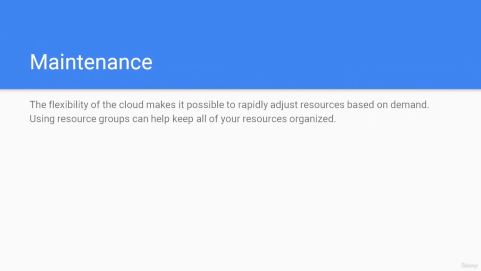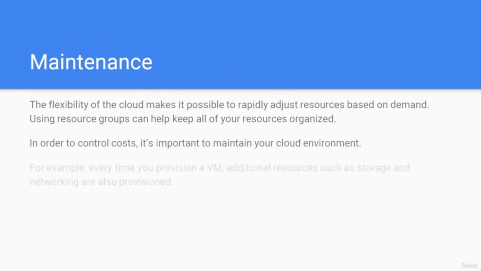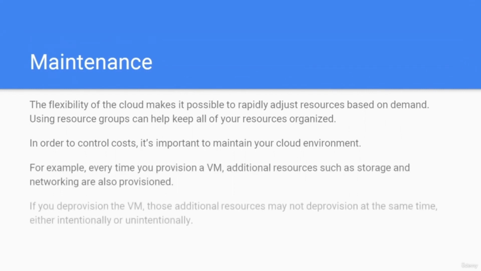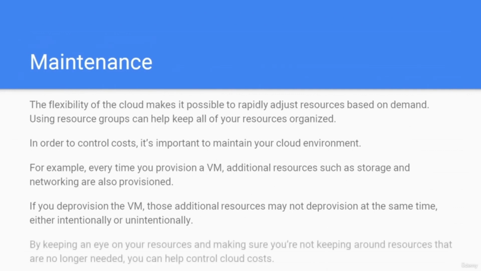Using resource groups can help keep all of your resources organized. In order to control cost, it's important to maintain your cloud environment. For example, every time you provision a VM, additional resources such as storage and network are also provisioned. If you deprovision the VM, those additional resources may not deprovision at the same time, either intentionally or unintentionally. By keeping an eye on your resources and making sure you're not keeping around resources that are no longer needed, you can help control cloud costs.